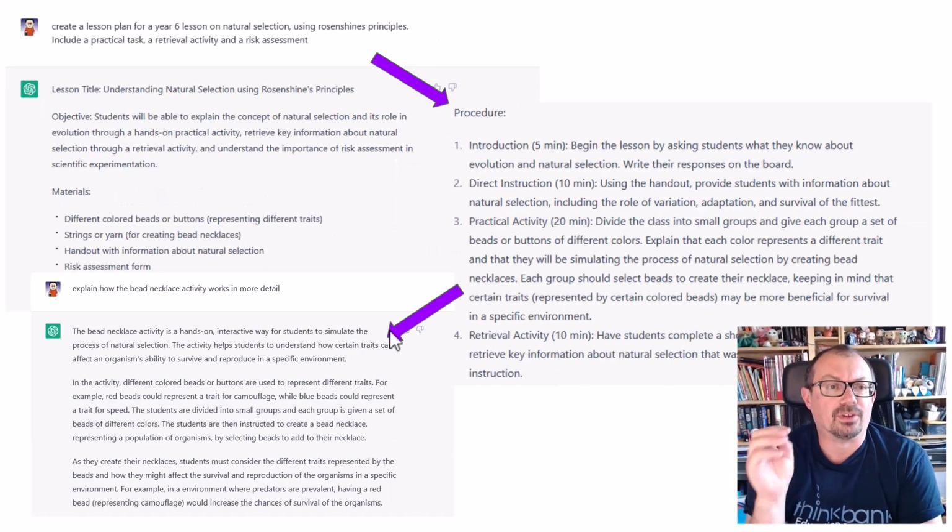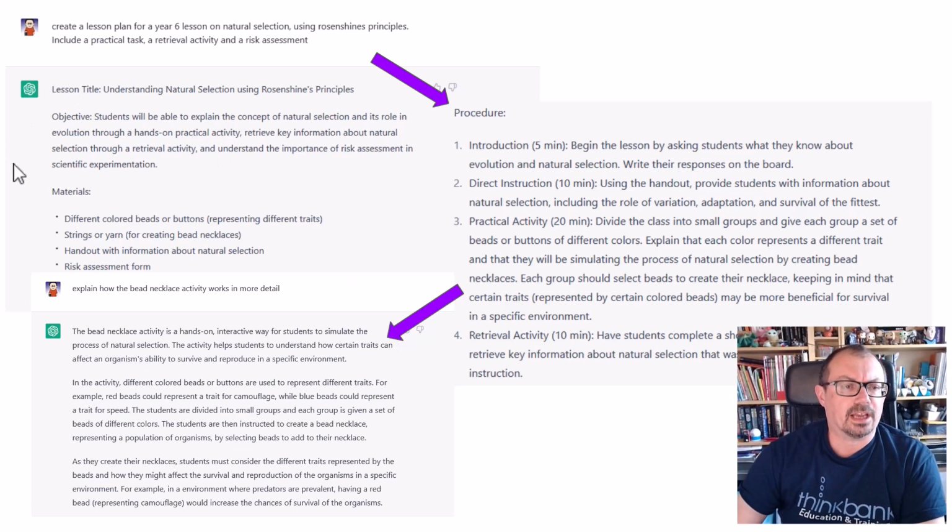I then asked it to do a lesson plan for a year 6 lesson, so I went down into primary, but I gave it some other things. I wanted it to use Rosenshine. I wanted it to include a practical task. I wanted it to use retrieval activity. I wanted it to use some risk assessment in there as well, and so it gave me the lessons.